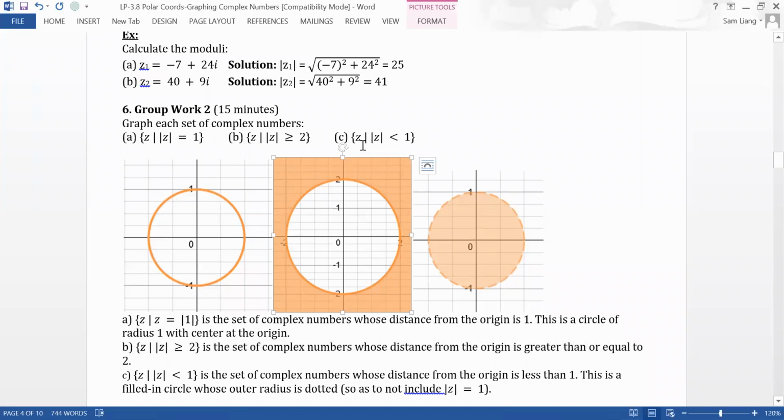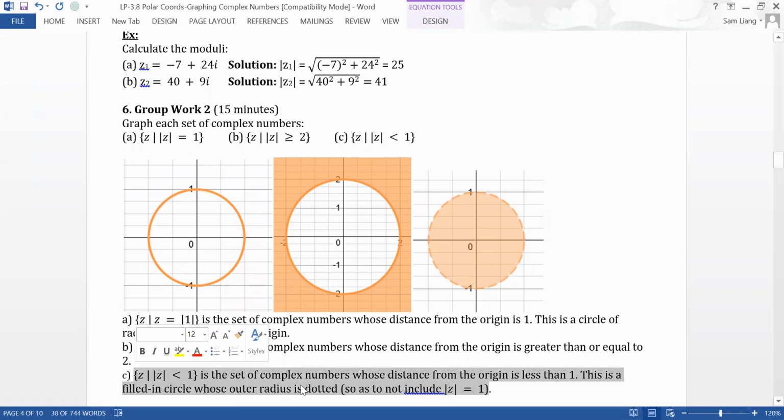For part C, it's the set of all complex numbers such that the distance is less than 1. So it's less than 1, which means we're going to shade inside the circle. So this region here is the set of all complex numbers whose distance is less than 1. And note that the circle itself is dotted because we're not going to include the circle, since this says less than 1, not less than or equal to. That's part C, the set of complex numbers whose distance from the origin is less than 1. This is a filled-in circle whose outer radius is dotted so as to not include absolute value of z equals 1.